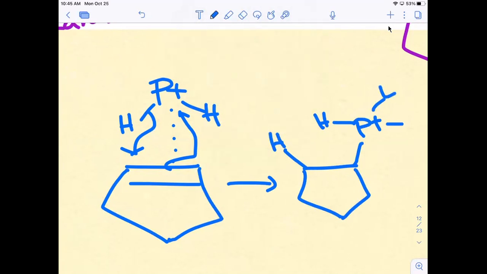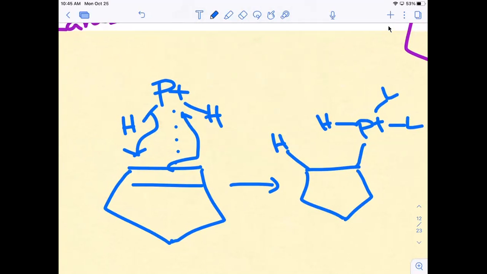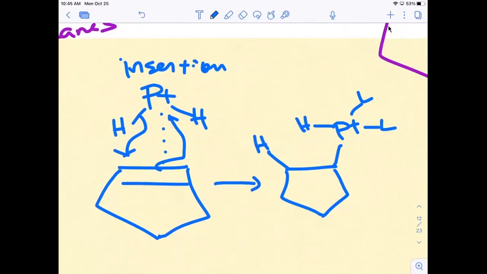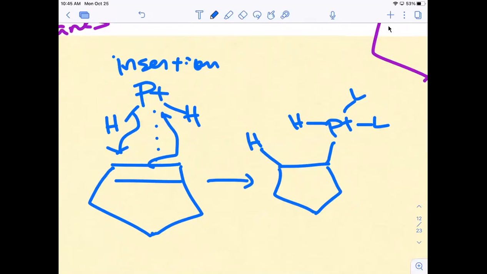Just put some ligands out, just generic ligands. Right, so that's that part. This part is called insertion. So the platinum actually gets added. You actually get a covalent bond between platinum and carbon.